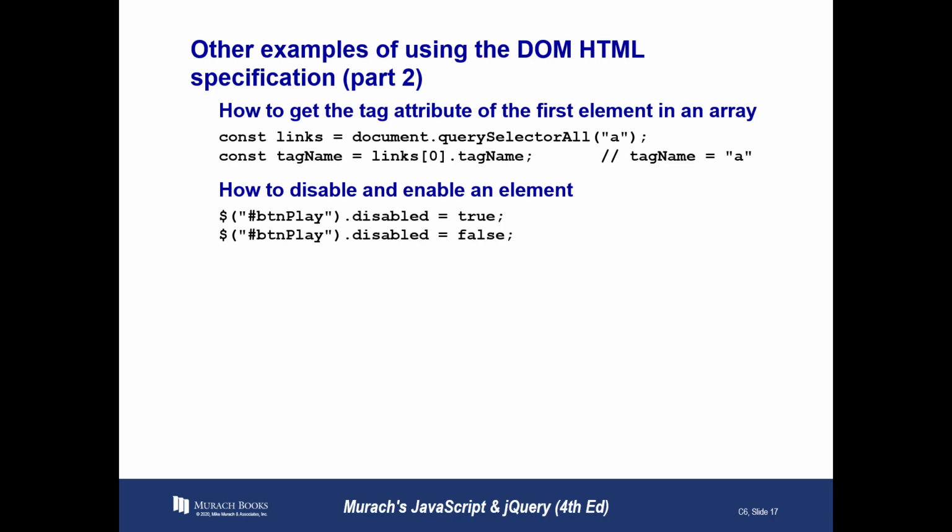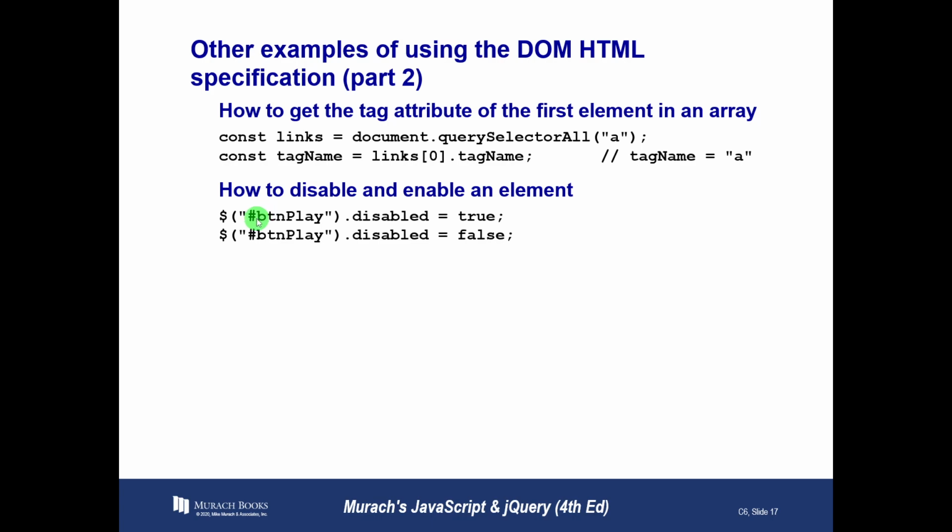Another example, how to get the tag attribute for the first element in an array. So we're going to get all the anchor tags and store them in an array called links. Okay. And then I can pull out the tag name for links sub 0, which is the first tag, and store it. If I want to disable or enable an element, here's the play button.